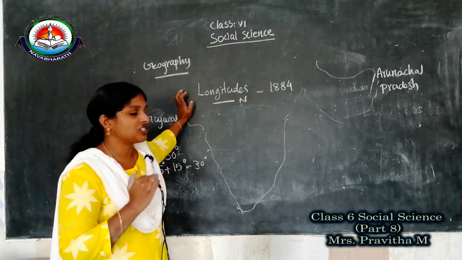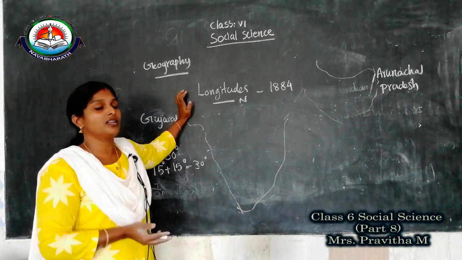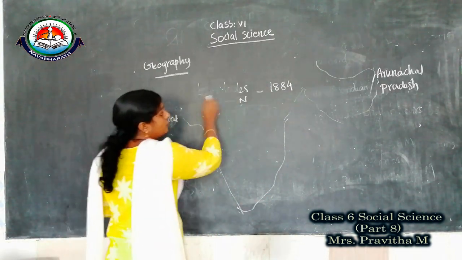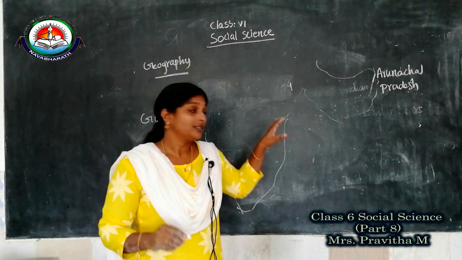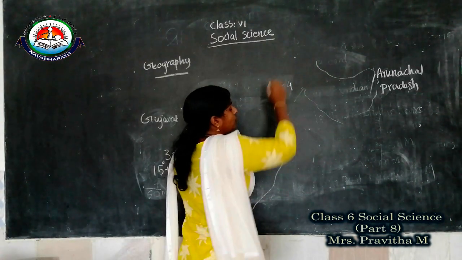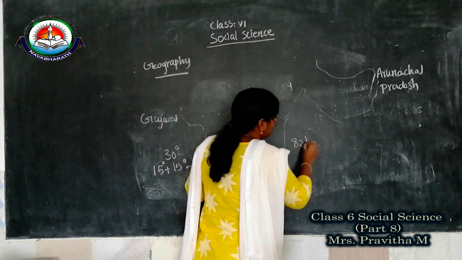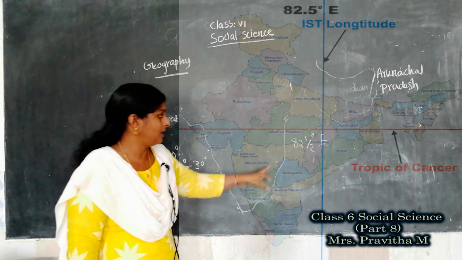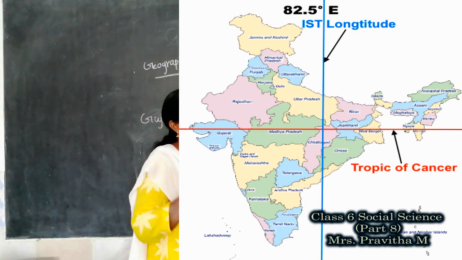So to avoid this type of confusion in time, every country has decided to select a standard meridian. Every country takes a particular longitude for calculating time. That is known as the standard meridian. So India took a standard meridian for calculating time. Our standard meridian is 82.5 degree east. Don't forget, children, east must be there.